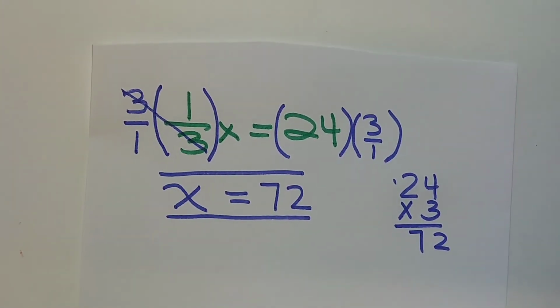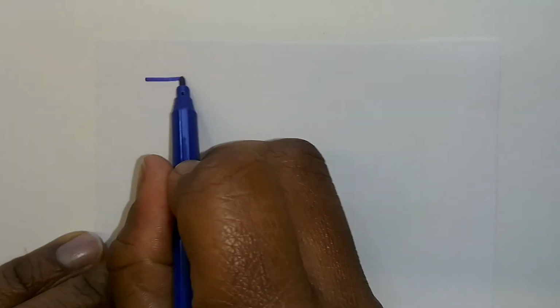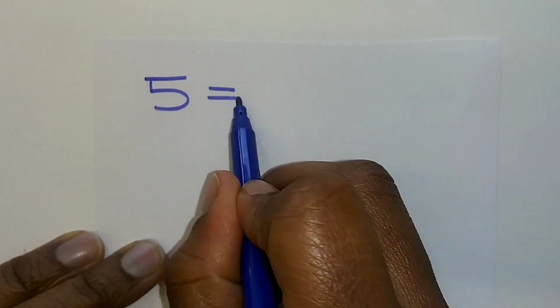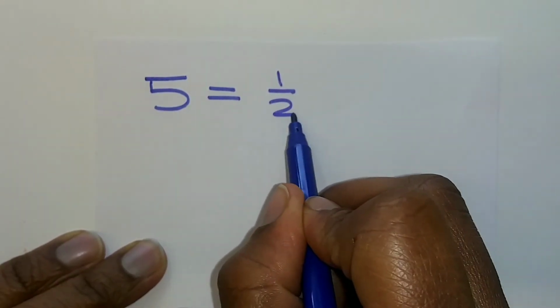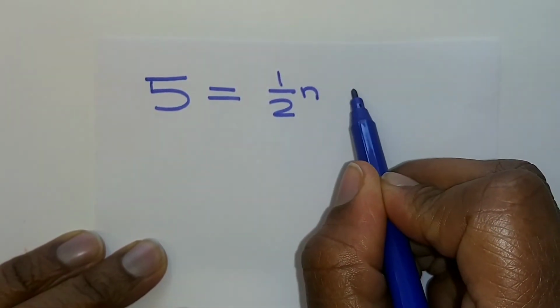All right. One last problem. Let's go over one last problem. Just want to make sure we have enough practice in. 5 is the same as 1/2 n minus 3.